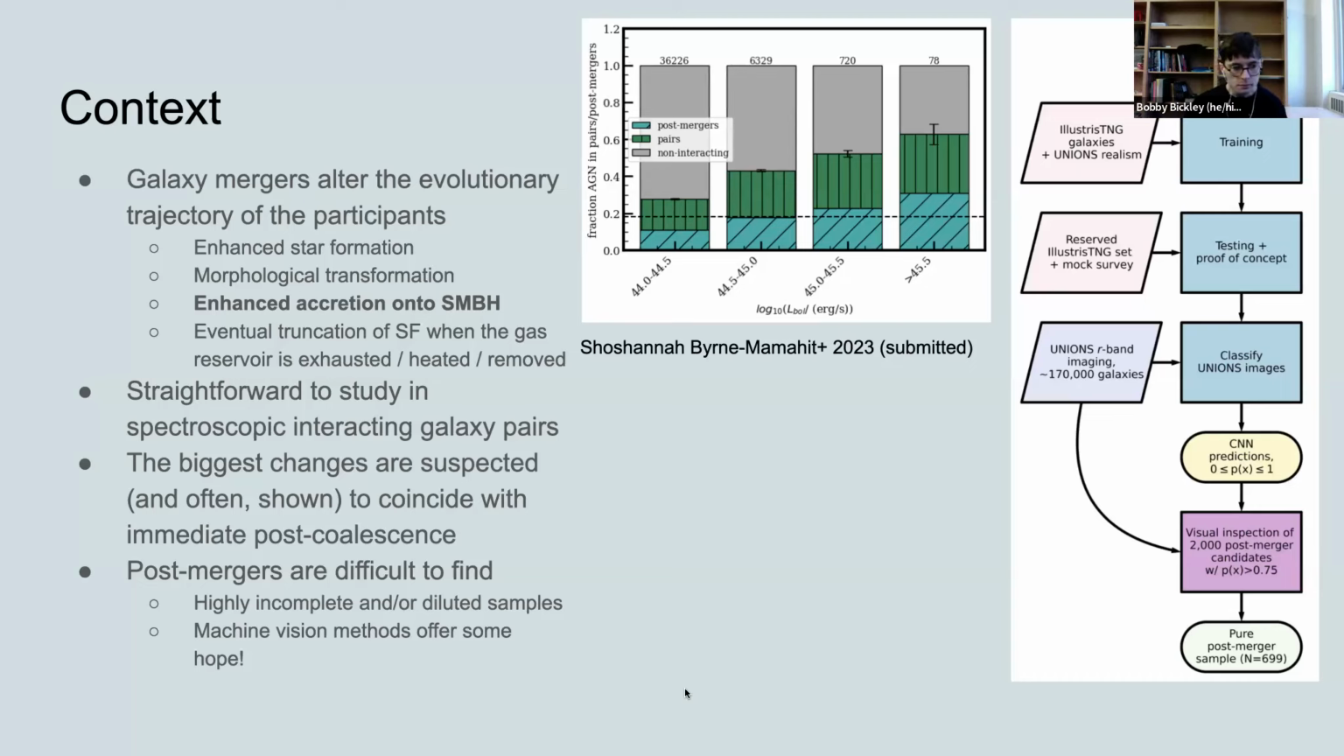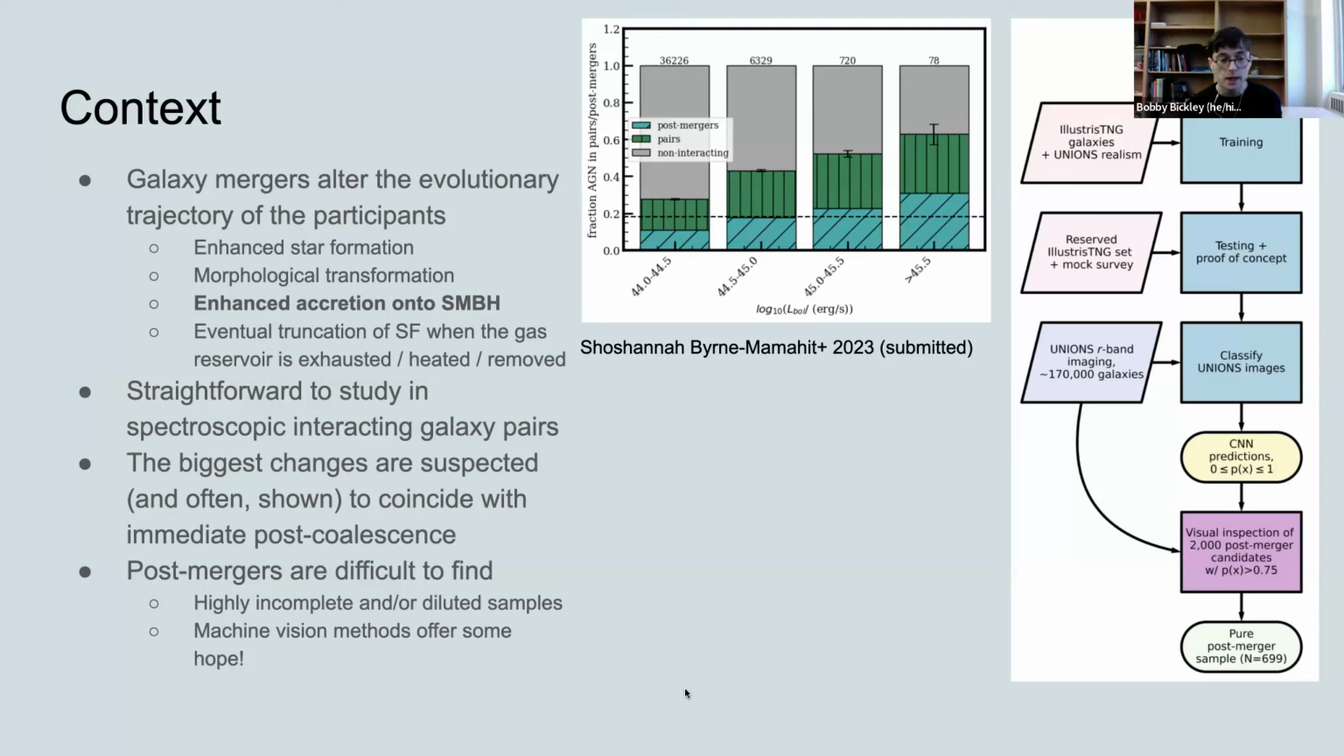However, the problem with doing that is that we think from some of this evidence, and I'll show you some examples of this on the next slide, we think that the biggest changes ushered in by a merger event happen after coalescence. So this is to say, after the two participant galaxies in a merger have combined into a new self-governing system.